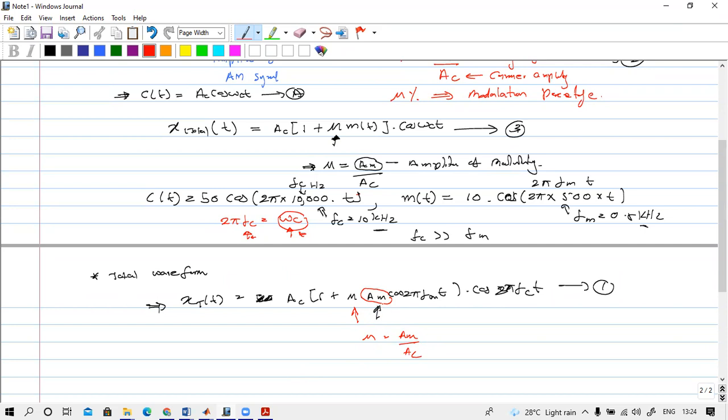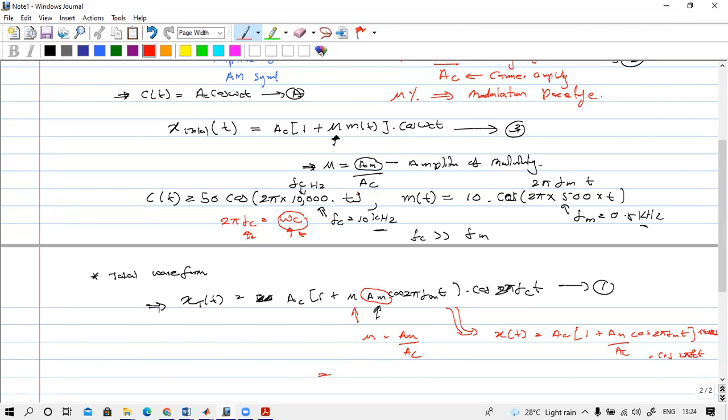So if I write it here again, I will have this kind of signal: AC times 1 plus, with respect to mu, I write AM by AC, correct? And we have cos 2π fm t, and here we have the carrier part, cos 2π fc t.